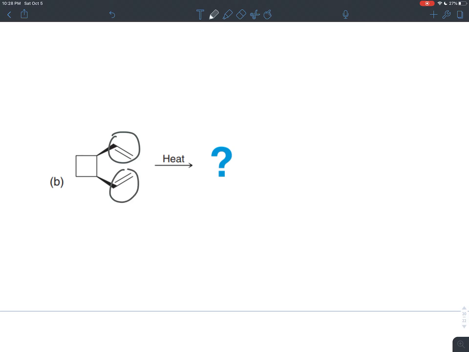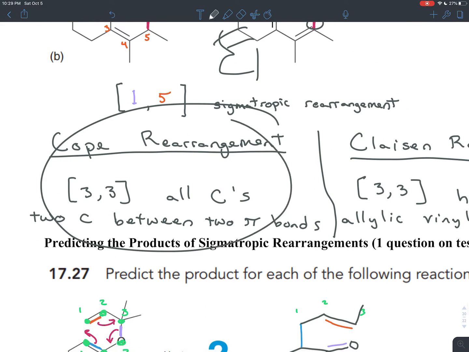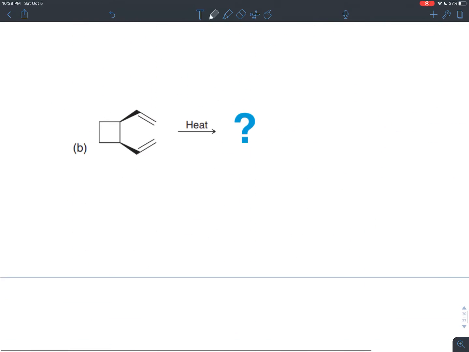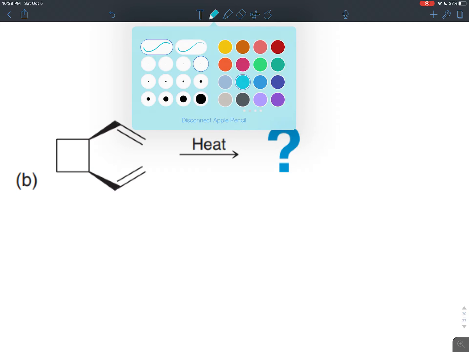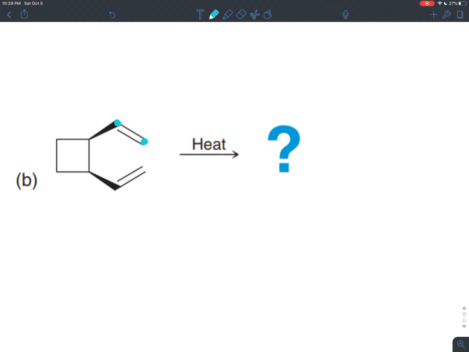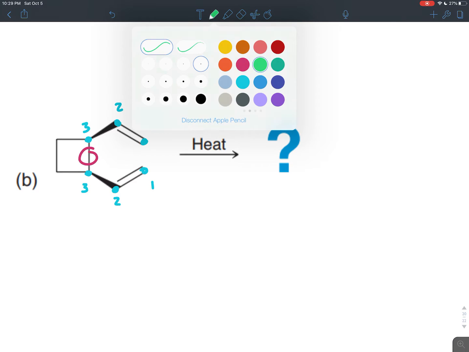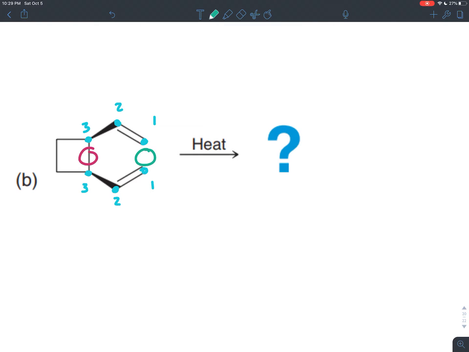So in this one, you notice you have 2 pi bonds, and in between them you have 2 carbons. So that is a sign that you have the Cope rearrangement. So in between those double bonds, count from the double bonds. So here we'll have 1, 2, 3 carbons. From the other double bond, 1, 2, 3 carbons. We are going to be getting rid of the bond between the carbons 3 and 3, and we're going to be creating a new bond between the 2 number 1 carbons.